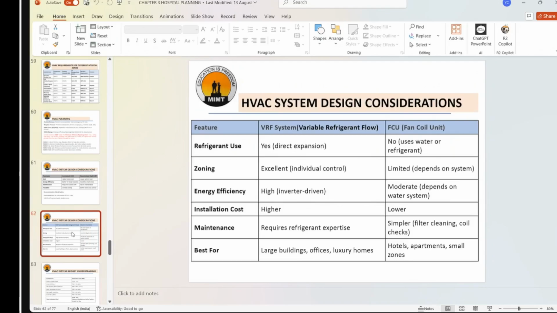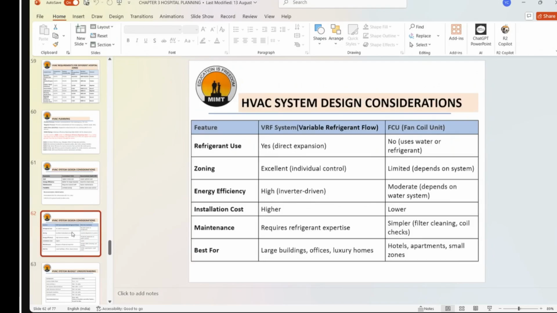VRF means variable refrigerant flow, and FCU means fan coil unit. Refrigerant use is direct expansion, whereas the fan coil unit uses water or refrigerant for cooling. Zoning is excellent in VRF, with individual control, meaning you can control the temperature room-wise. In the fan coil unit, there is limited control.